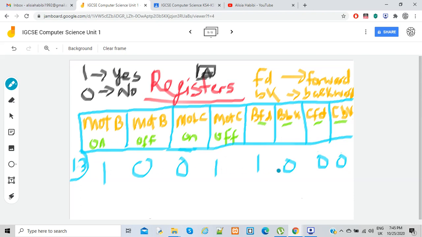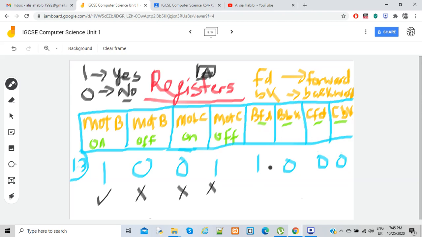So looking at this new instruction that is put into this register made up of 8 bits, we're going to interpret it. Motor B on, and it says 1, so that means yes, motor B should be turned on. Motor B off is 0, says no, it shouldn't be turned off. Motor C on is actually 0, so it says no, it shouldn't be turned on, because 0 is representing no. Motor C off, it says 1, it's yes, it should be turned off, so it's still off.